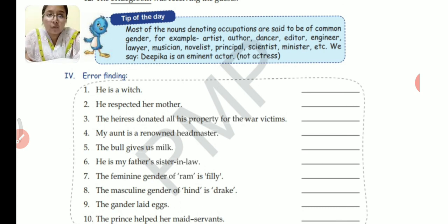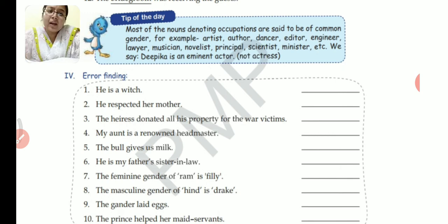She is a witch. Or you can do it in another way also. One more way is there. You can change the witch into the male. Leave the he as it is and change the witch into the male. Witch is a female, so the male of witch will be wizard. He is a wizard. So you can do it in any way, whatever you feel like.